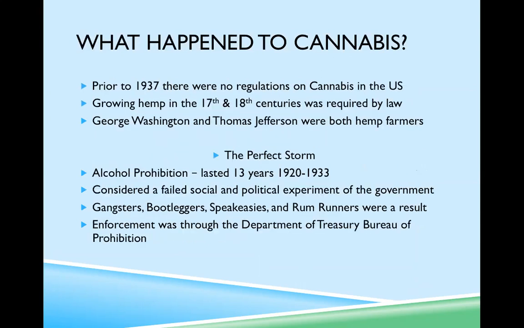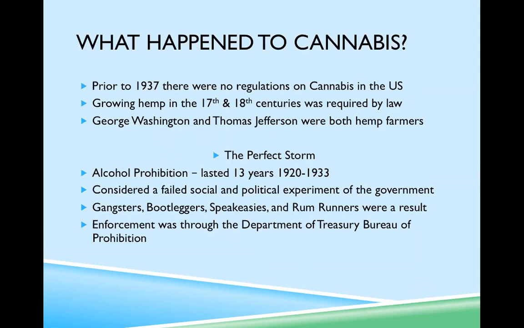So what happened to cannabis? Well, prior to 1937, there were no regulations on cannabis in the United States. As a matter of fact, growing hemp in the 17th and 18th century was required by law. George Washington and Thomas Jefferson were both hemp farmers. But a perfect storm was brewing.